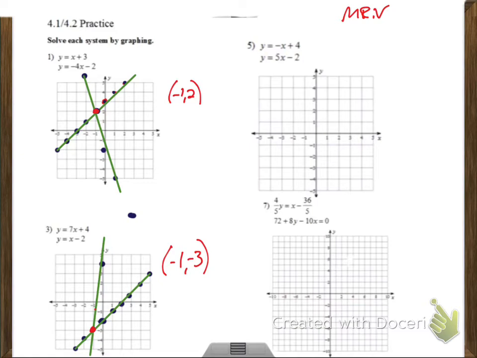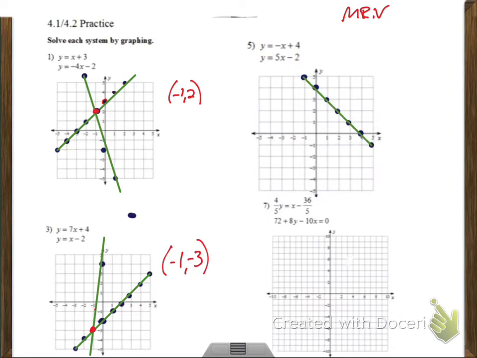For number 5, first one, plus 4, and then it's a negative 1 over 1. So I go down 1 to the right 1 each time. And I draw my line.